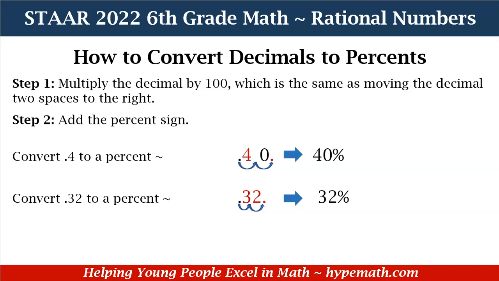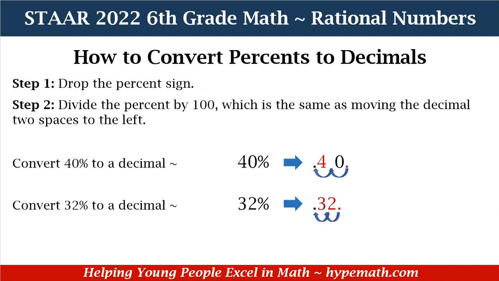We have 0.4 and we are going to convert it to a percent. We are going to take our decimal and move it 2 places to the right, and now our answer is 40, and we're going to add a percent sign. 40% is our answer. Let's look at converting 0.32. Again, we are going to multiply by 100, which means we are going to move our decimal point 2 places to the right. We will end up with 32. We add on our percent sign, and 32% is our answer.